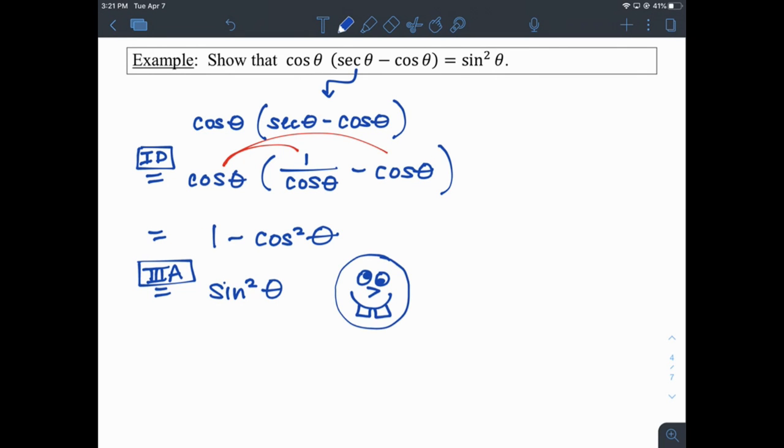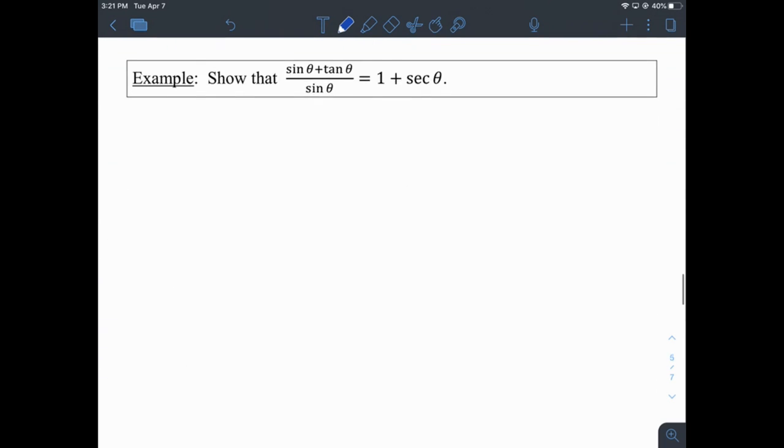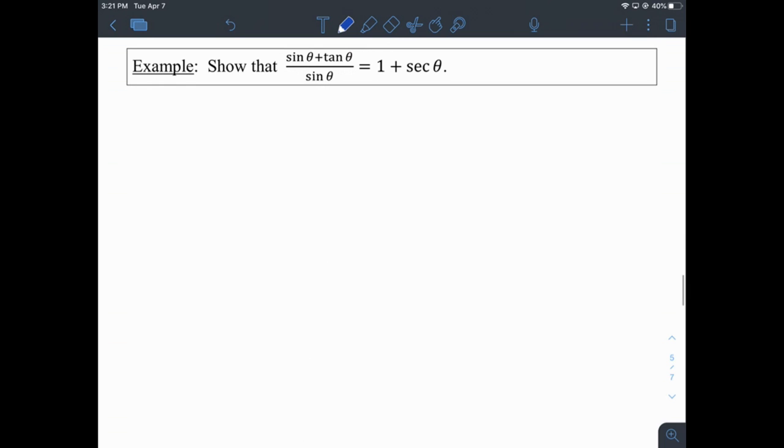Getting a little bit more interesting here. I get tired of drawing the same smileys. So, good to go there. The next one has a fraction. I'm going to start with the left-hand side, so I'm going to copy it down. Sine theta plus tangent theta, all divided by sine theta.